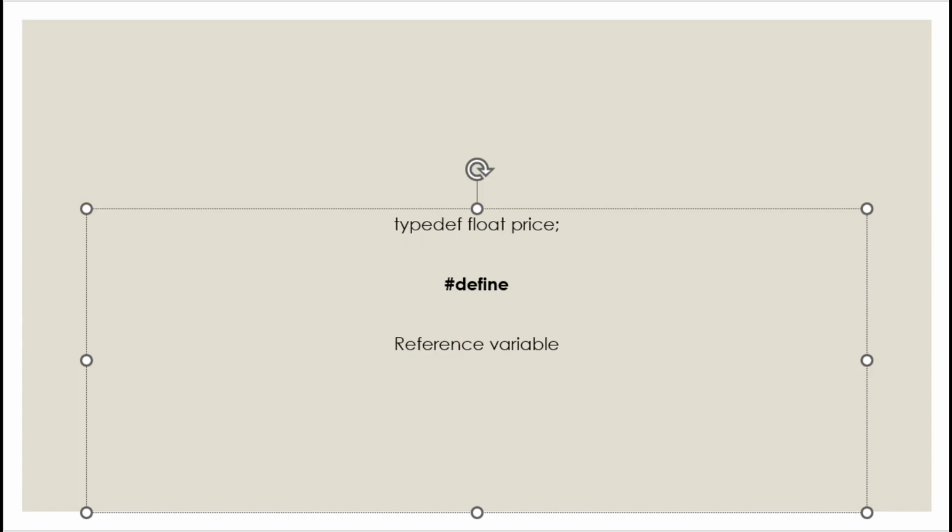Now let's talk about the hash define directive. Hash define is a preprocessor directive. There are two types of uses for hash define. It is a preprocessor directive that can either define a symbol or a macro.